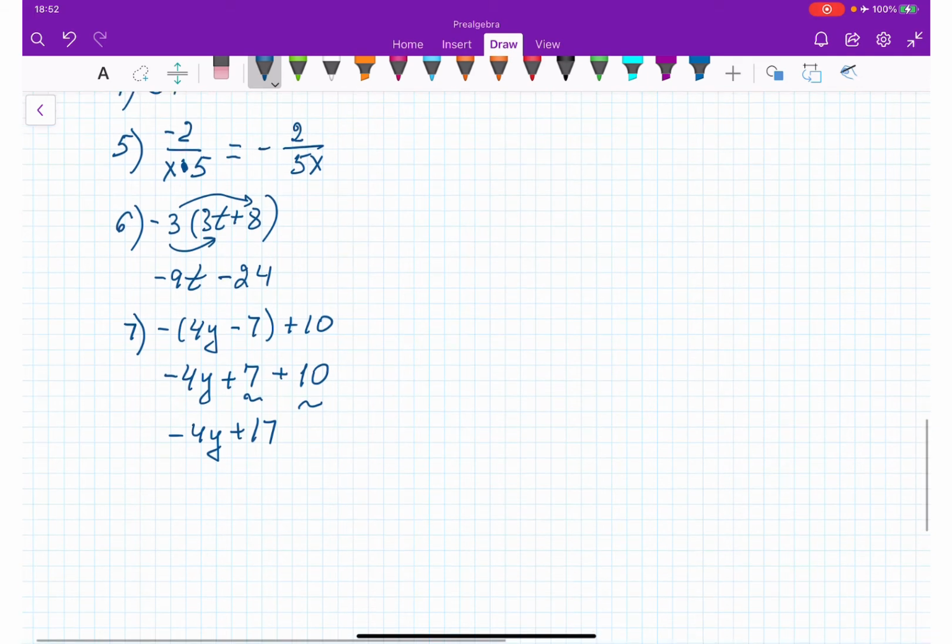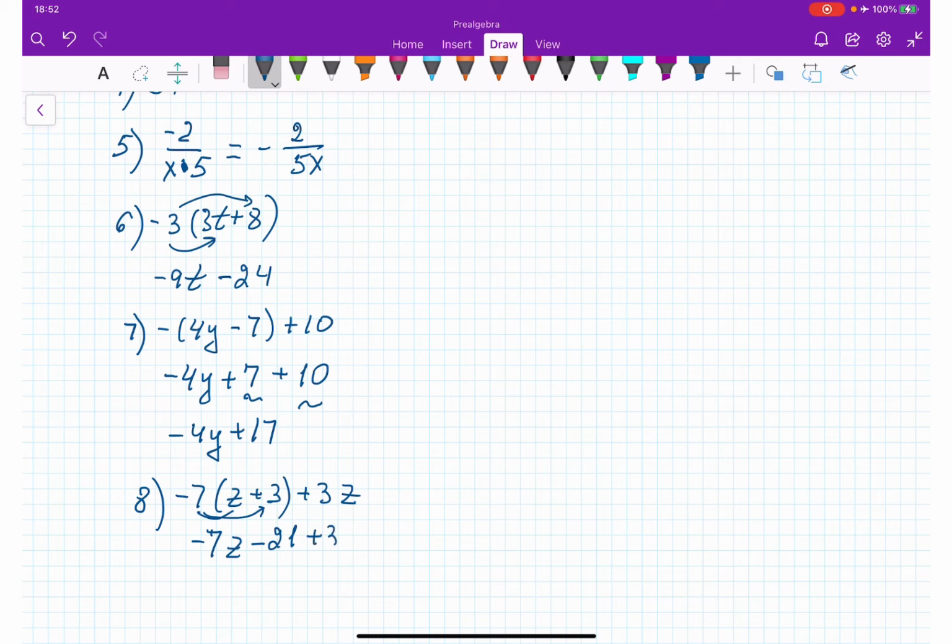Next, number 8. Negative 7 times (z plus 3) plus 3z. Okay, let's distribute negative 7. This is going to be negative 7z. Negative 7 times 3 is going to be negative 21 and plus 3z. So negative 7z plus 3z is negative 4z, right? These are like terms. Negative 4z and minus 21.